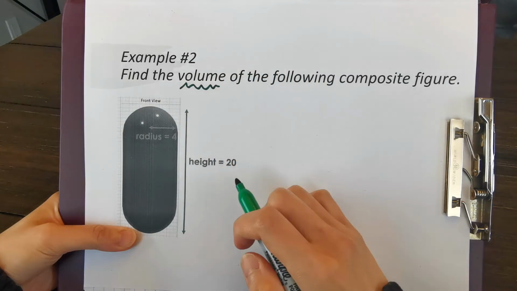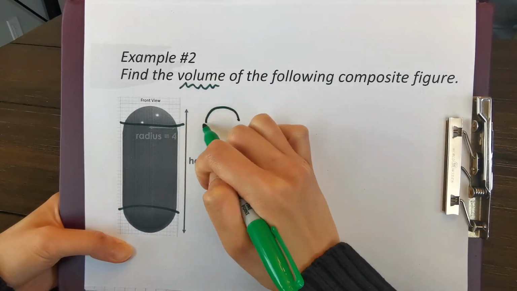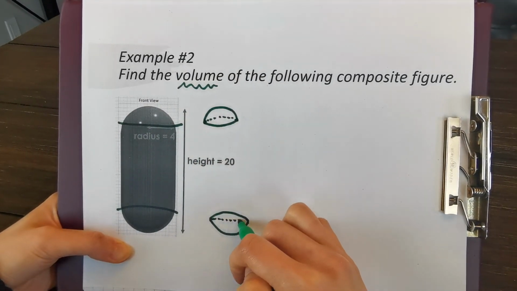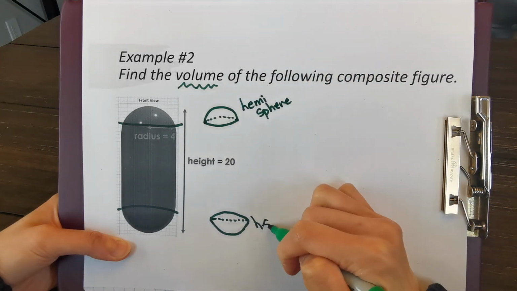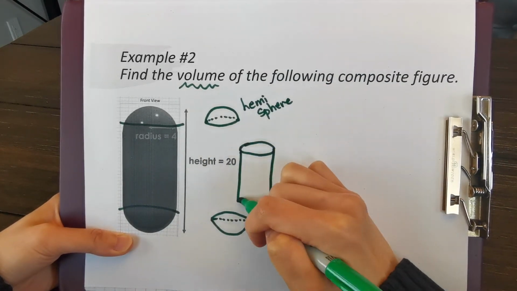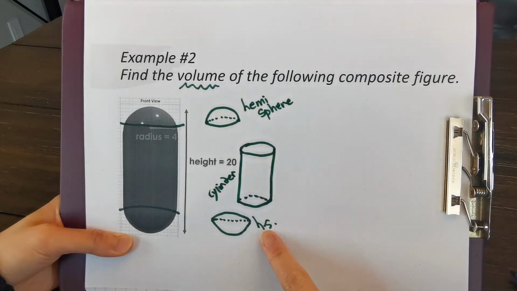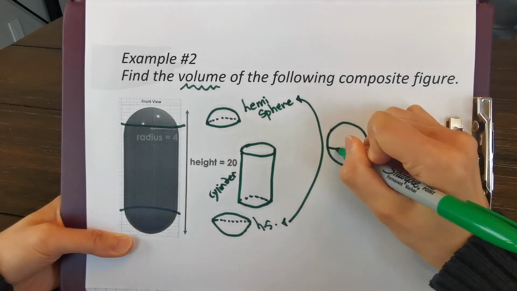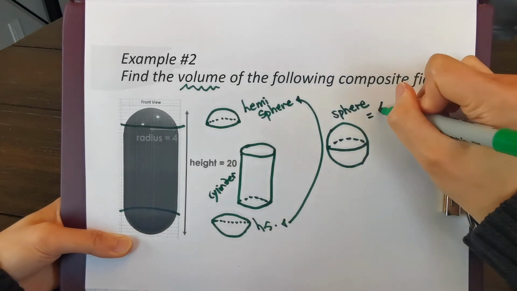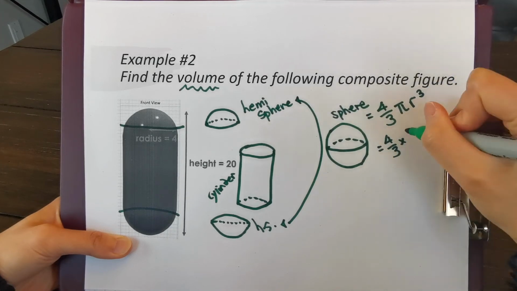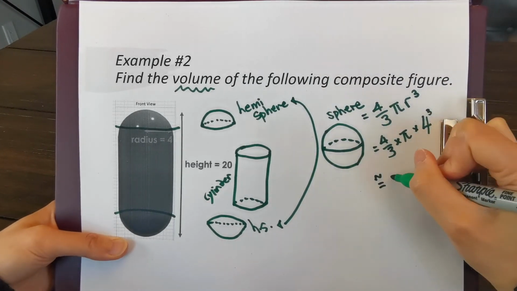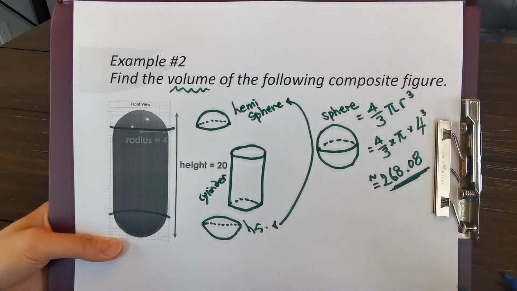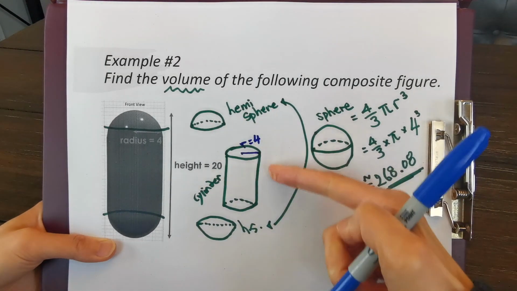Here is my approach. I recognize this composite figure is a combination of 2 hemispheres and a cylinder. 2 hemispheres are equal to 1 full sphere. Its volume formula is 4/3 pi r cubed. With the given radius 4, I got the volume of the sphere to be about 268.08.